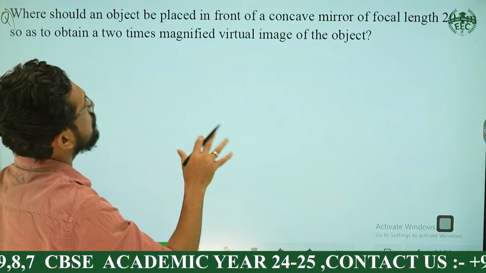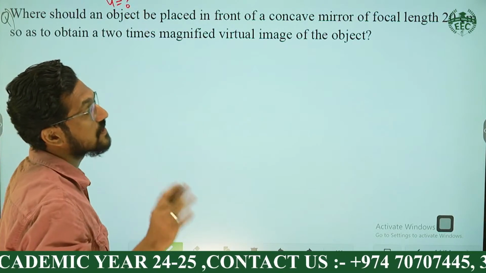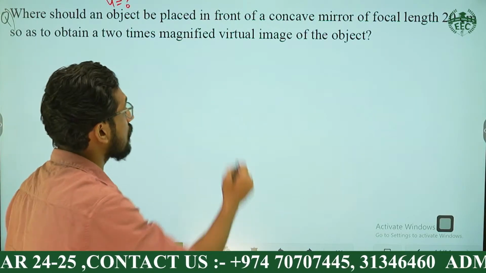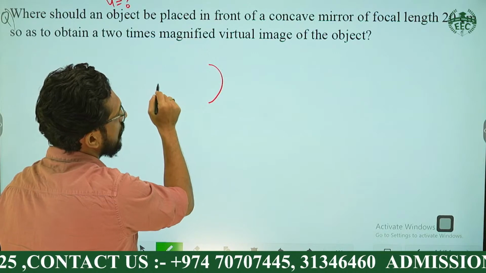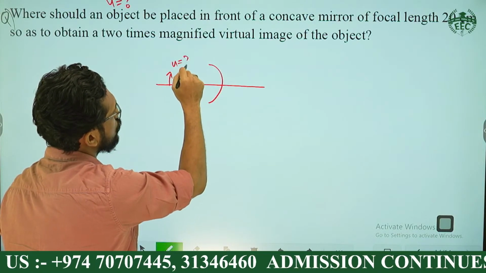Where should an object be placed? That means you need to find the object distance. Where should an object be placed in front of a concave mirror? This is a concave mirror. In front of a concave mirror, where should an object be placed? Where is the U? That's the question.